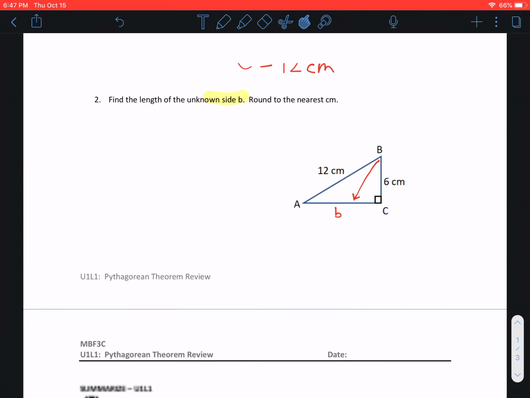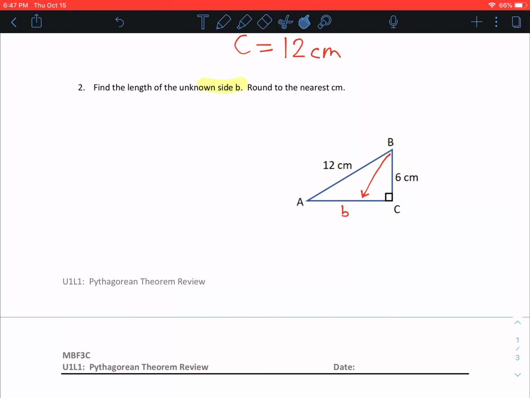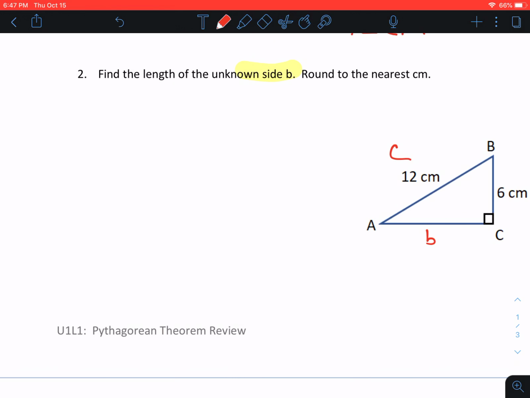Now, in this question, it's always important to know which side is the hypotenuse, and that is always the side that is opposite the right angle, and we always label that side C. So now that I have the hypotenuse labeled correctly as C, I have one side labeled B, and my other side I'll label A. So now that my triangle is labeled correctly, I'm going to write down the Pythagorean theorem again, just as a starting point.